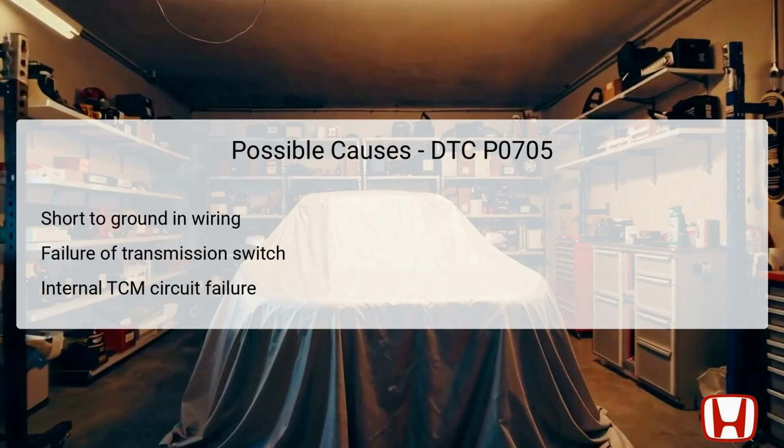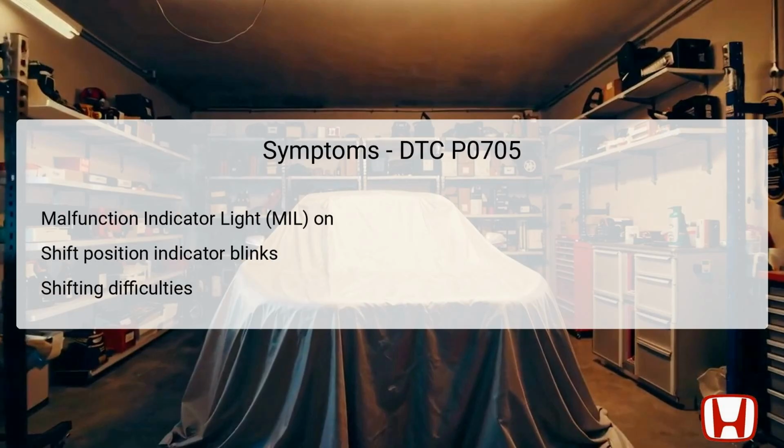Each of these potential malfunctions not only contributes to the triggering of the DTC, but could also lead to significant drivability concerns as the car's ability to shift correctly is compromised. Therefore, a comprehensive inspection is required to isolate the specific cause. When the DTC P0705 is present, you may notice several symptoms that indicate an issue.